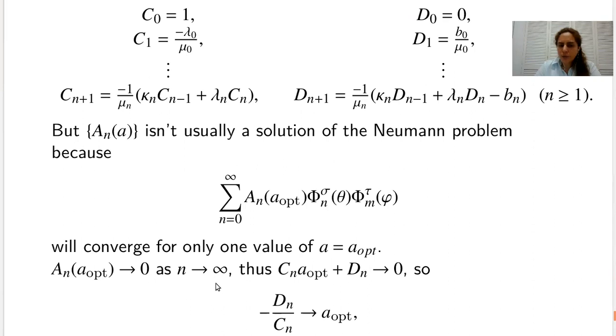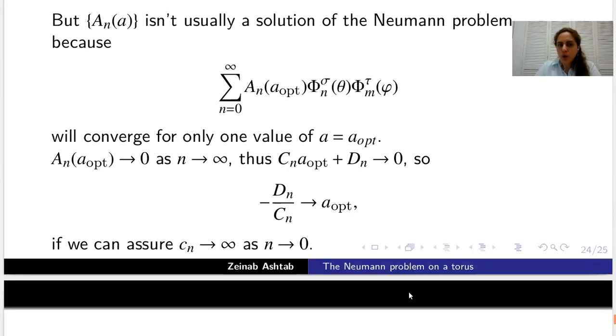If n tends to infinity, A n of A opt will go to 0. Therefore, C n A opt plus D n will go to 0. So, we can assure that if n tends to infinity, C n will go to infinity. So we can say that minus D n over C n will go to A opt.